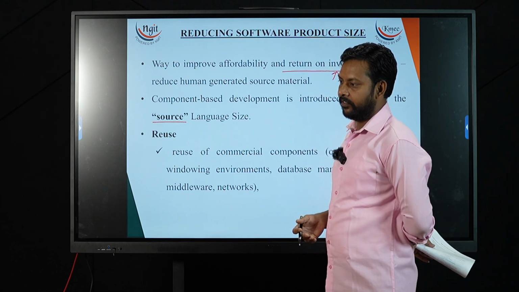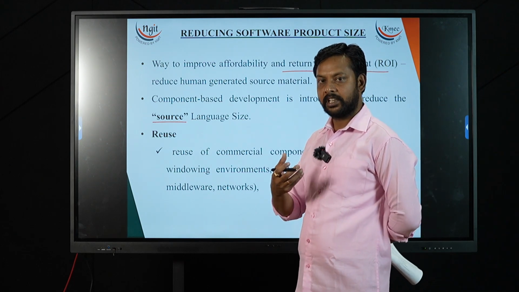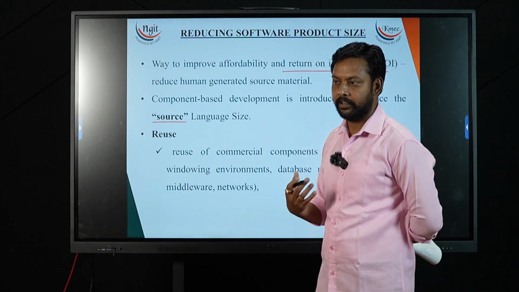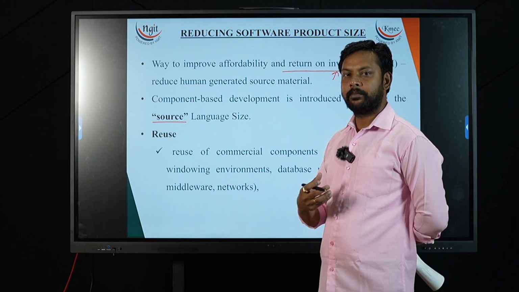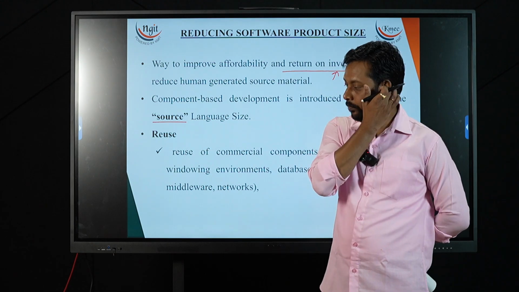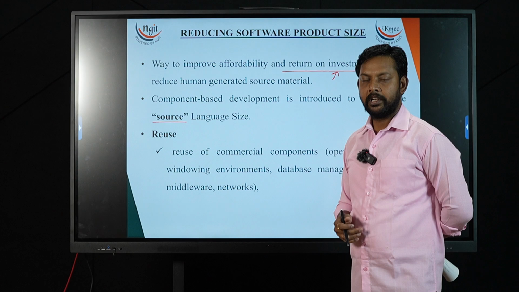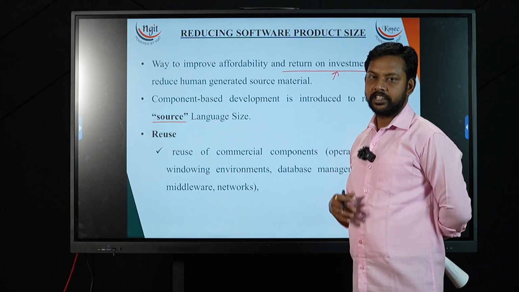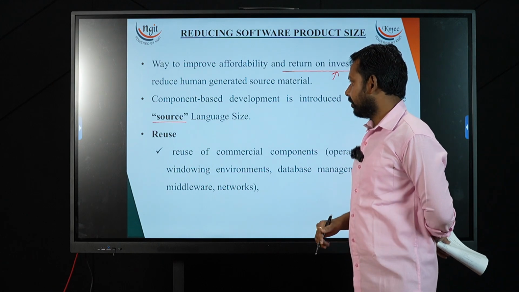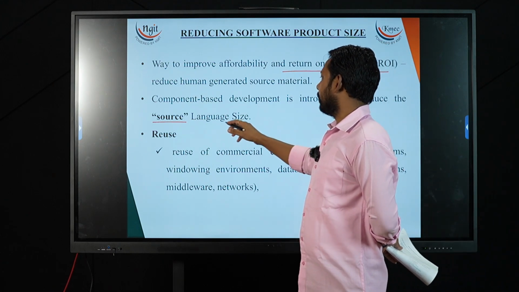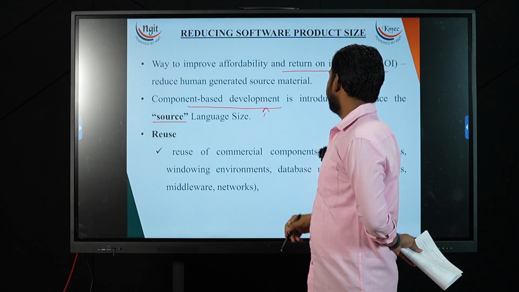Return on investment, if it is supposed to be increased, the manual work that is done should be reduced and the automation work should be increased. Whenever you are doing your automation work, again the total cost estimated on your automation work should be reduced. So in order to work with source lines of code, we have different models.